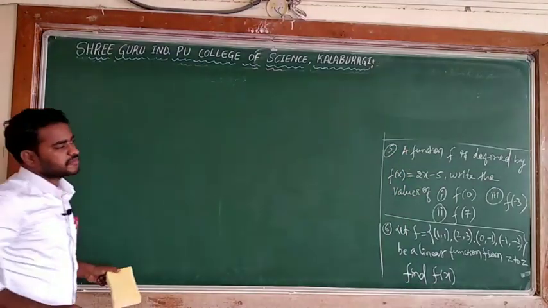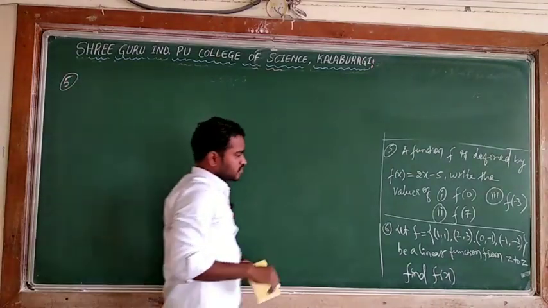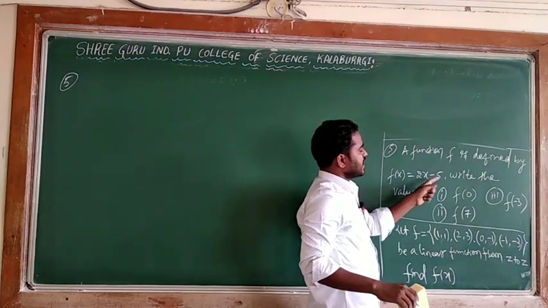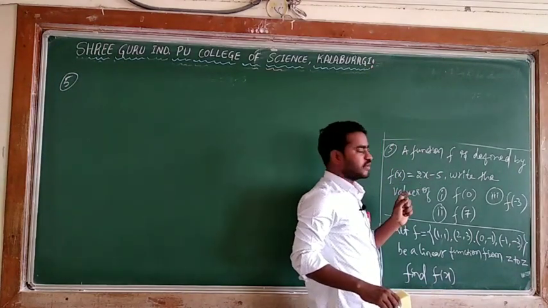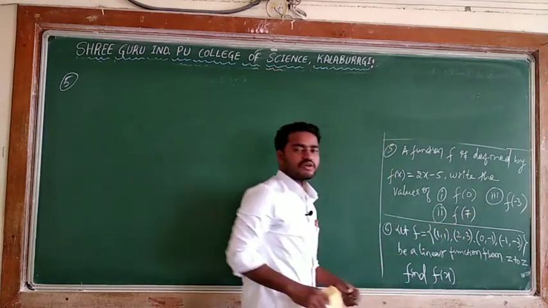Now I will take the fifth problem. What is the fifth one? Given a function f defined by f of x is equal to 2x minus 5, and he is also asking for some corresponding values. In the place of x he has given 0, minus 3, 7. According to that you have to find out.